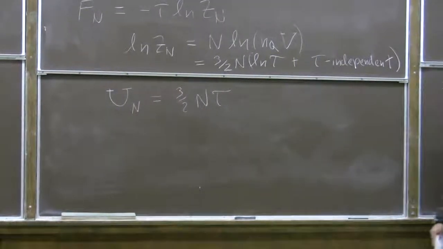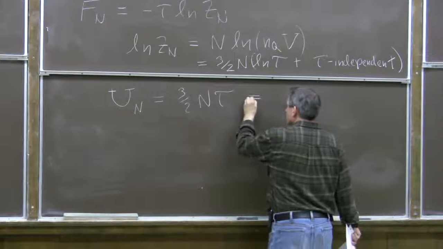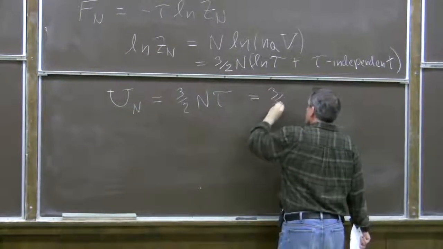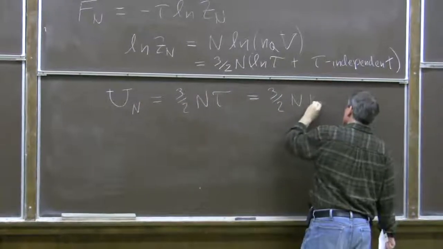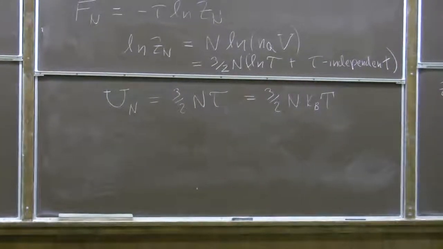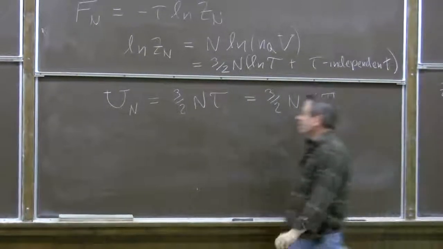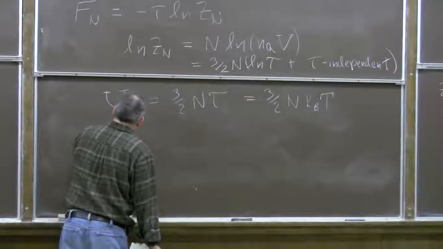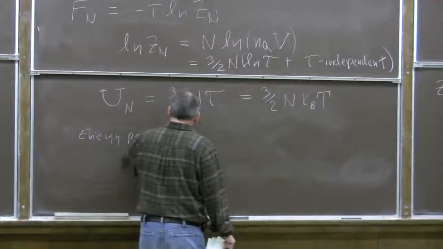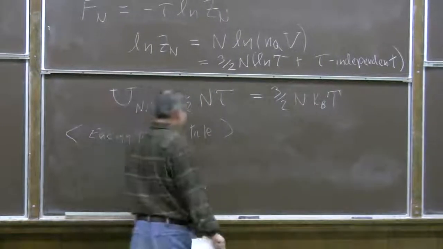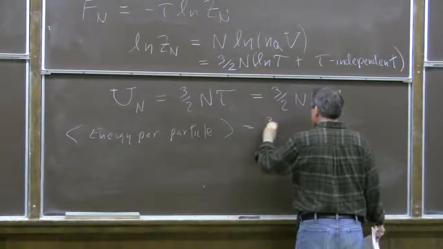Or if you want to write it in terms of the conventional temperature, it's 3/2 n, Boltzmann's constant, times temperature. Okay? So the average energy per particle is just equal to 3/2 kT.